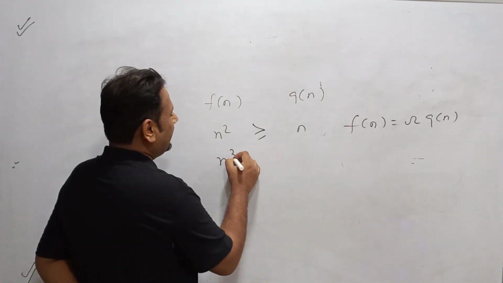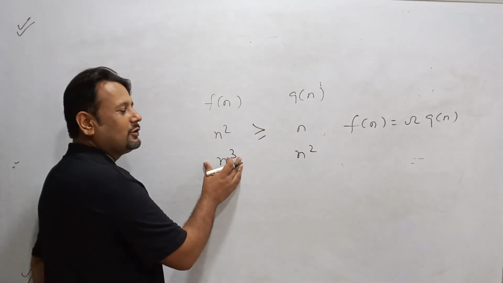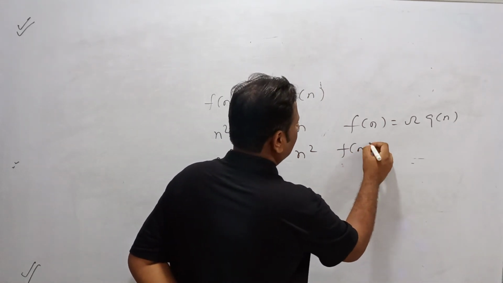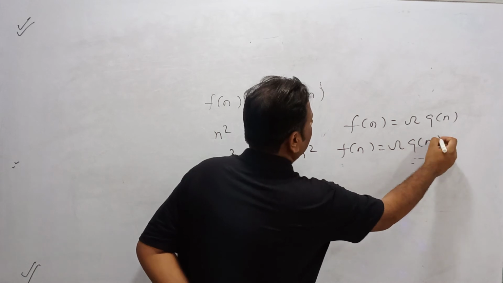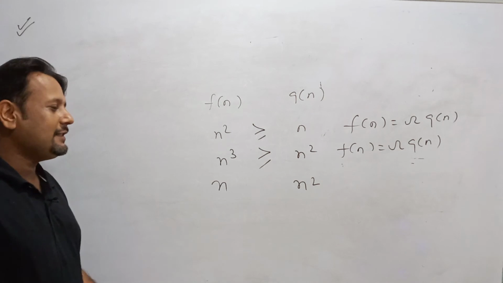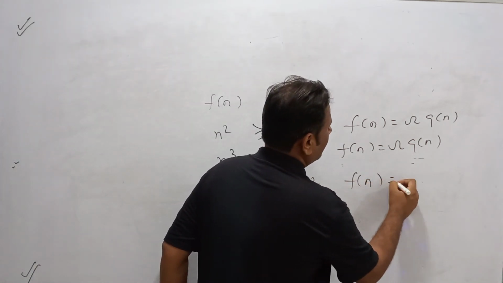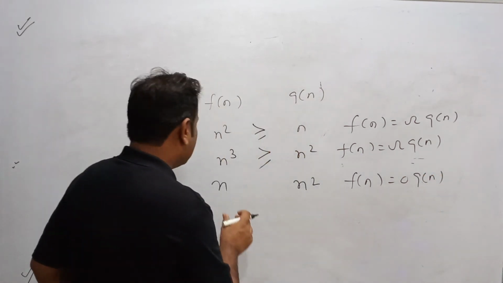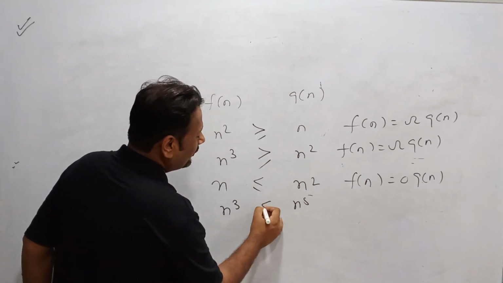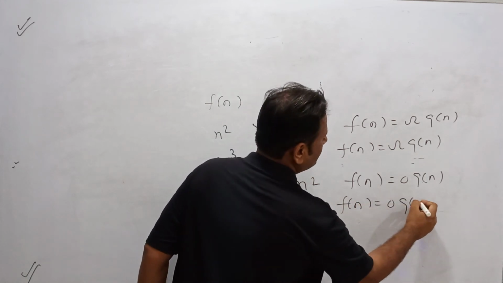Now let me take another. n cube and n square. Under any situation, this is always going to be higher than this much. So greater than or equal to means what? Omega. So I can write f(n) is equal to omega of g of n. Now if I write just the opposite, n and n square. Under all situations, this is always going to be less than this. So I can write f(n) is big O of g of n. Big O means less than or equal to. Let's say n cube and n to the power 5. Which relationship do we have? Less than or equal to. So which complexity can I write? Big O of g of n.